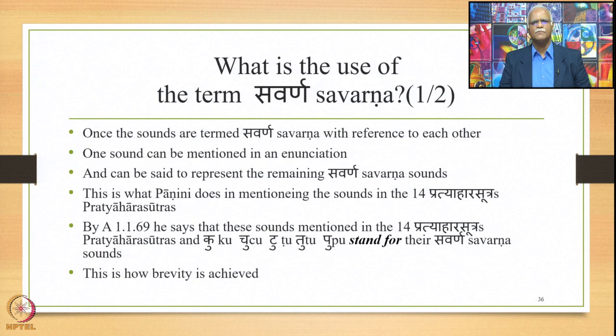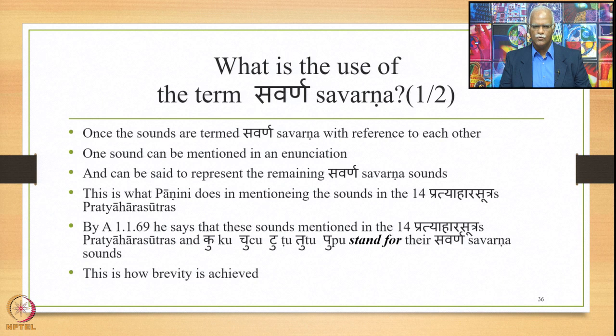Now, what is the use of the term savarṇa? We have already stated that once the sounds are termed savarṇa with reference to each other, one sound can be mentioned in an enunciation and can be said to represent the remaining savarṇa sounds. This is what Panini does in mentioning the sound in the Pratyahara Sutras. So, he does not mention all sounds over there. He mentions only one of each set. So, a of the 18 varieties, i of the 18, u of the 18, and so on and so forth.